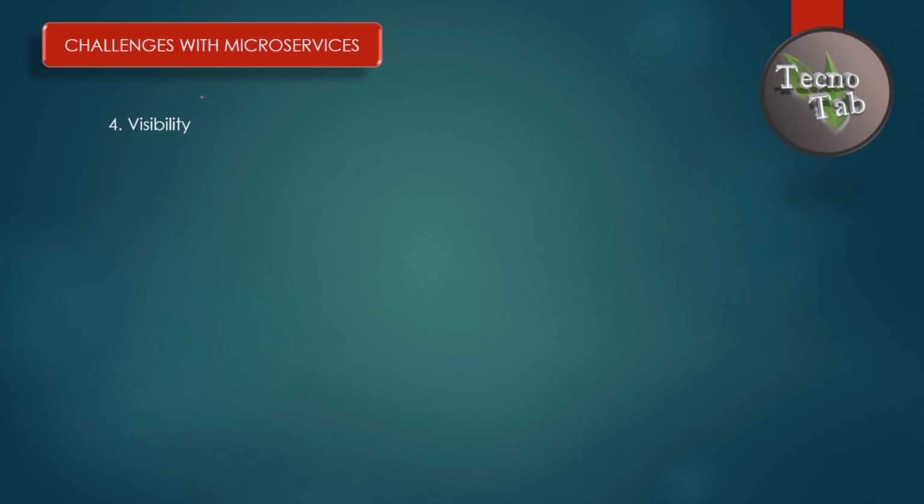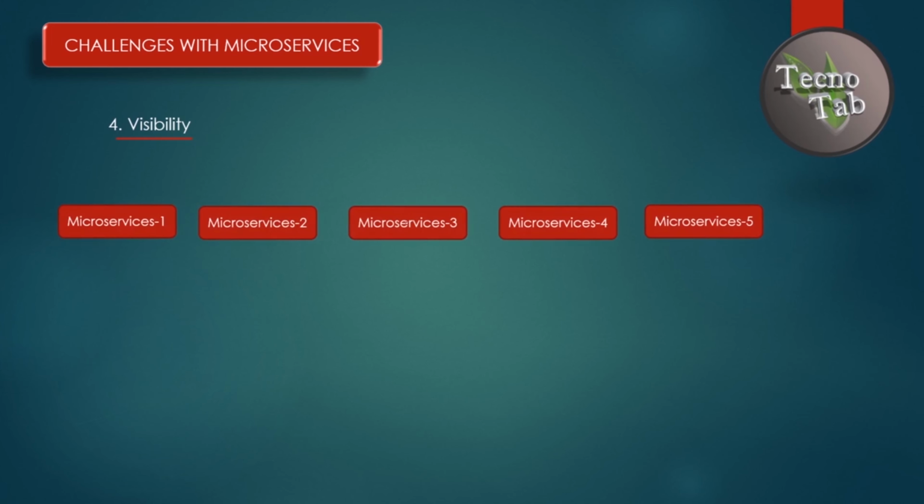Now the next challenge with the microservice application is visibility. What I mean by that is, suppose you have five microservices talking to each other and some trouble happens at microservice 3. Let's say an exception occurred. How will you identify where the exception has occurred? You will not go to each of the microservices individually to check.